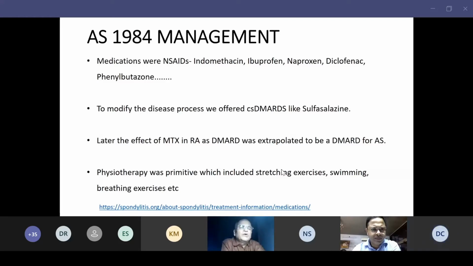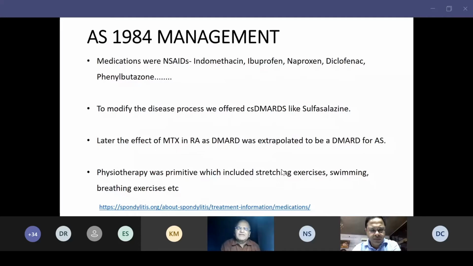What could we offer? No holistic management. Medications were non-steroidal anti-inflammatory drugs like indomethacin, ibuprofen, naproxen, diclofenac. My God, phenylbutazone was just used like mineral water then. To modify the disease process, we offered conventional DMARDs like sulfasalazine. Later, the effect of methotrexate in rheumatoid arthritis as a DMARD was extrapolated to ankylosing spondylitis. So we offered two medications for patients with AS: sulfasalazine and methotrexate.